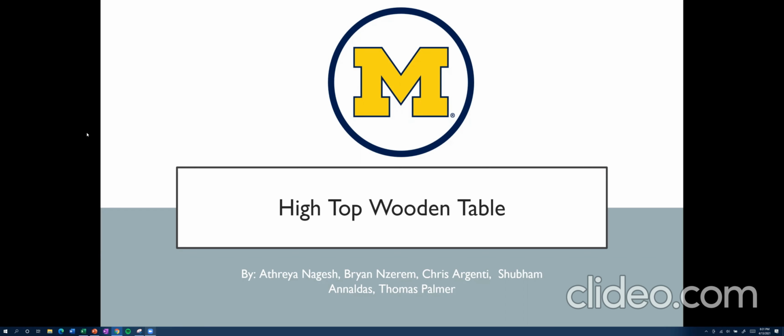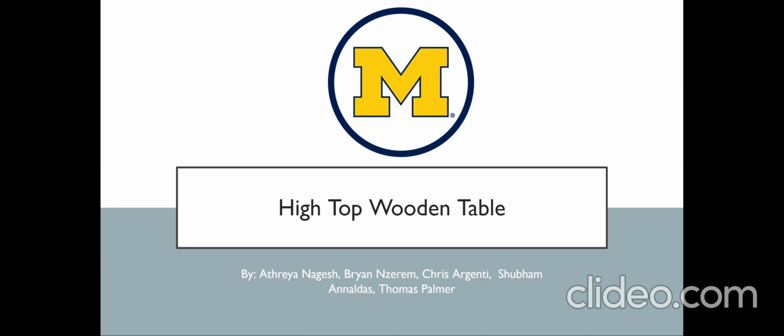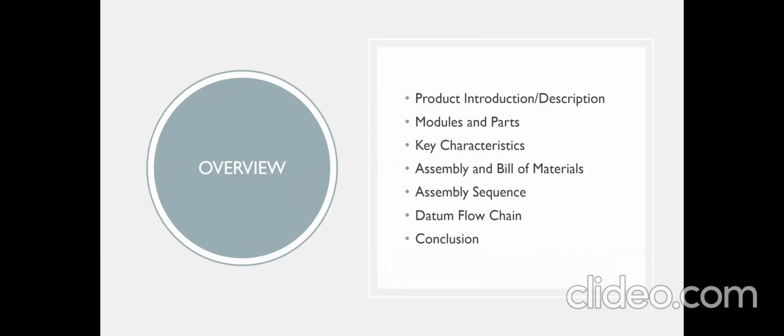And this is the product description of the high-top wooden table. So first, an overview of what we'll be talking about today. We're going to talk a little bit about the product, and we're going to talk about our key characteristics, the assembly process for this product, and then kind of analyze that process.